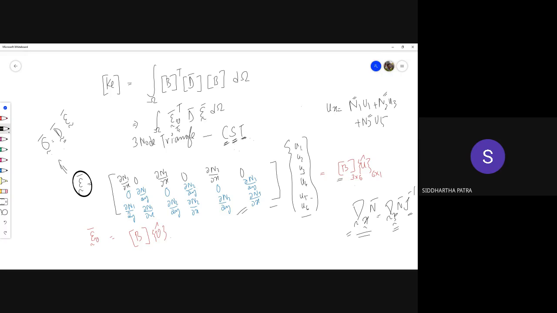Then for this variation of strain, we can write it to be V hat transpose outside of the integration, then B transpose, then D bar, then for epsilon we would write it as B times U. So this is how it looks, and whatever is inside is going to be your element stiffness matrix. So now let's write the expression for the element stiffness matrix.